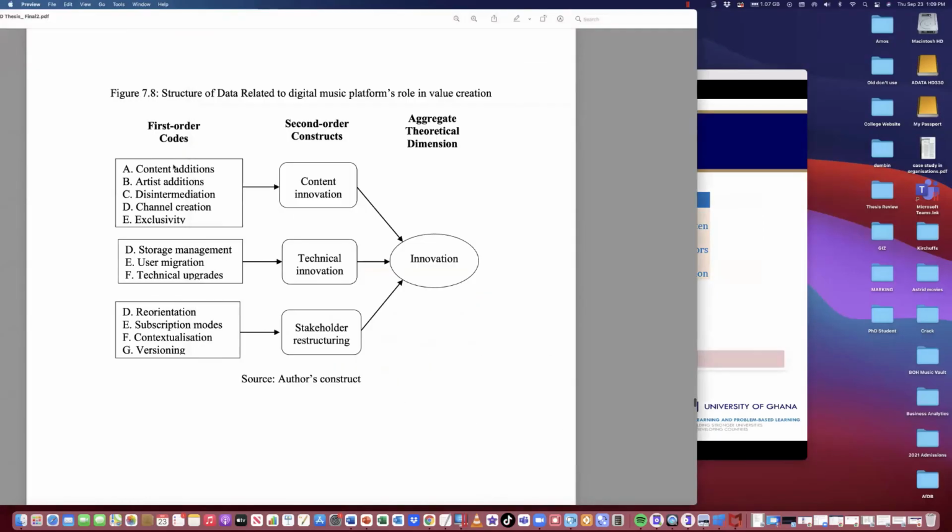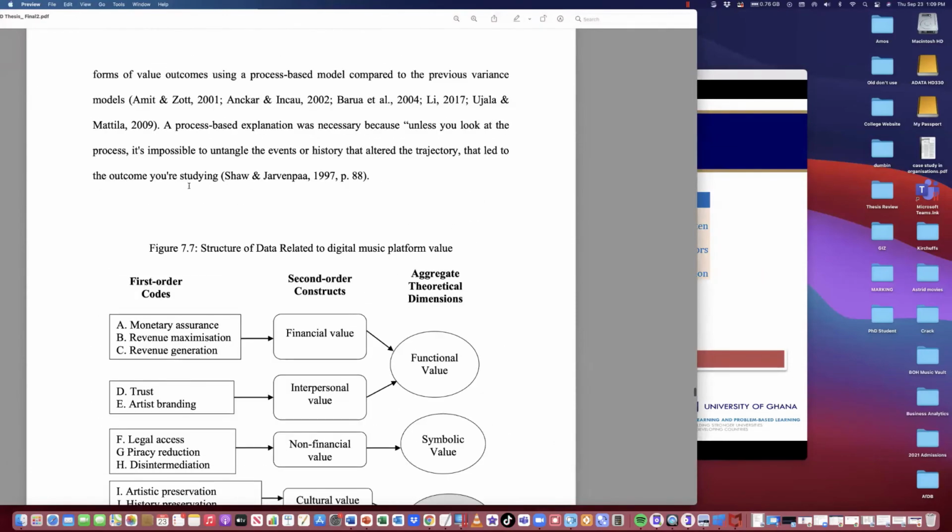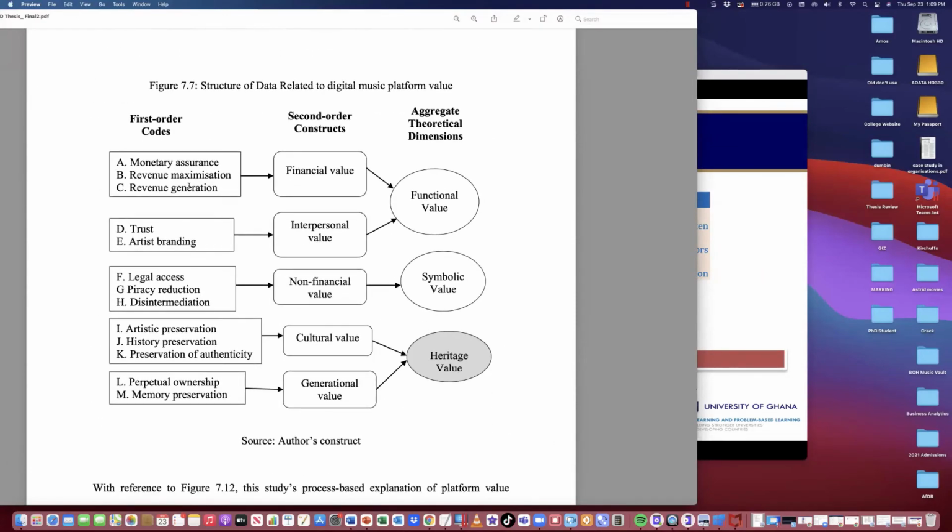Look at this one. Francis, look at you. This is your area. Monetary assurance, revenue maximization, revenue generation. All of them are what? Financial value. Is that true?